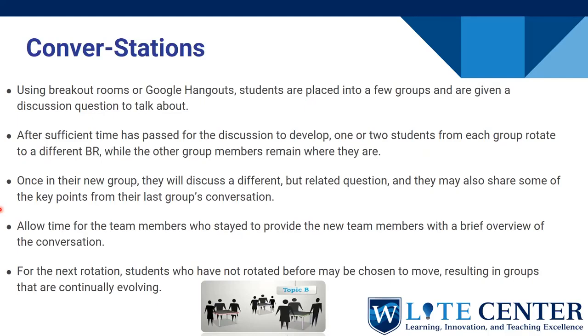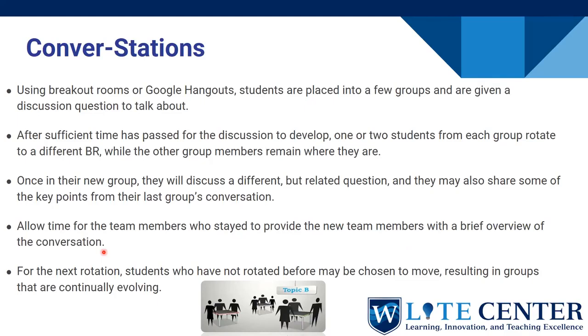So the new members of the breakout room share what they discussed in the previous group, and then the team members who didn't move, who stayed in the same group, also provide the new team members a brief overview of the conversation that took place before they joined. Then for the next rotation, you make sure that you rotate the students who did not rotate before. So you will have groups that are continuously evolving, and groups that will always have new members. And the key here is that you have the new members of the group sharing what they talked about in the previous group, but you also have the members that didn't rotate giving a brief overview of the conversation.